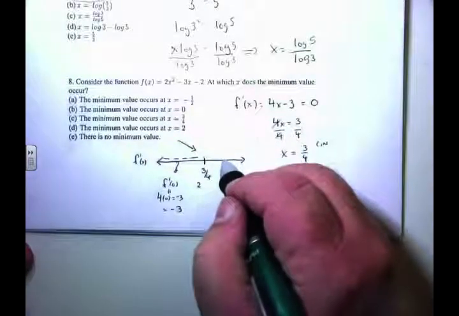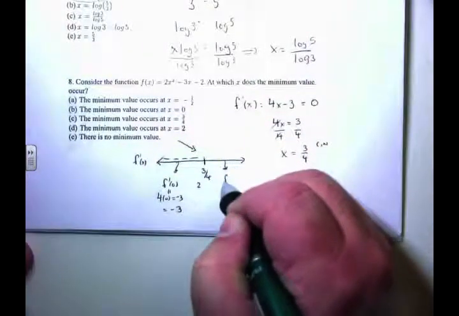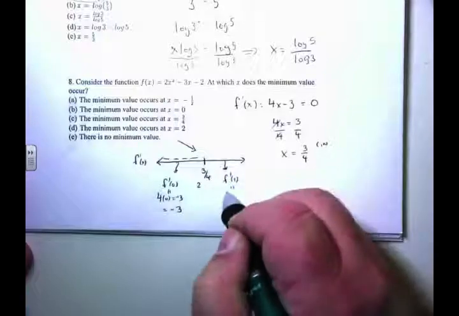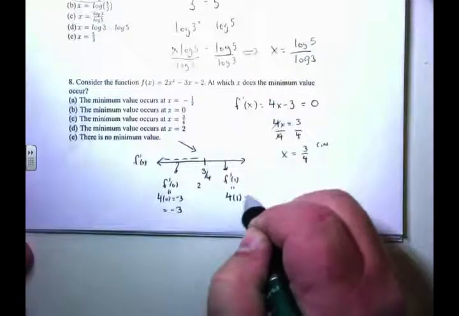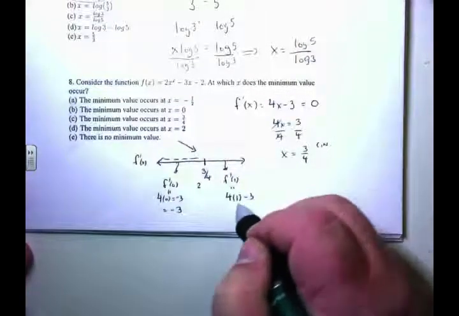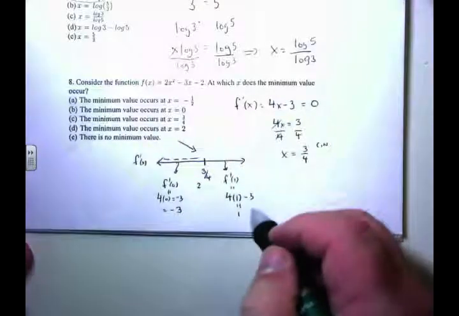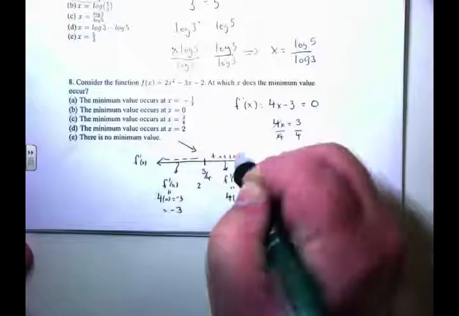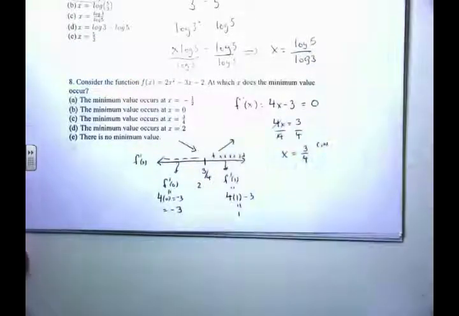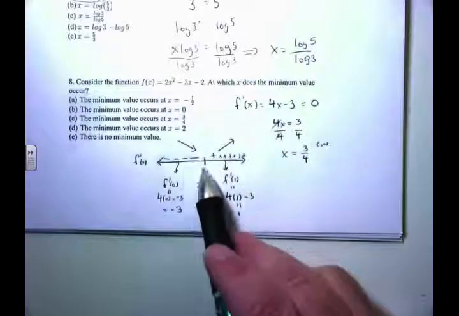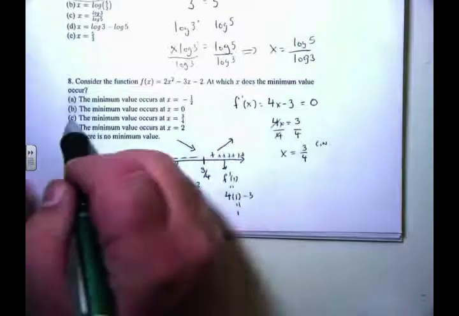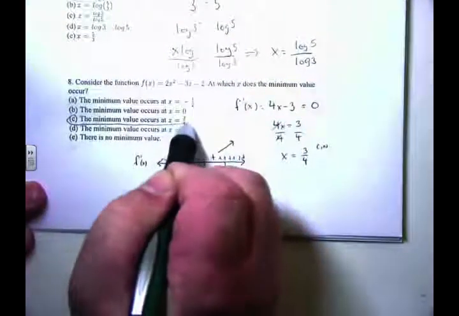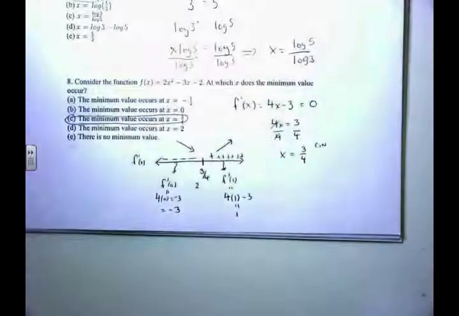Now pick a number bigger than 3 fourths. I choose 1. Plugging 1 into my derivative, which will be 4 times 1 minus 3. 4 times 1 is just 4 minus 3, which is 1. Don't care what the number is, it's positive. So everybody in that interval is going to be positive, which tells me I'm increasing in that interval. So classically, if I go down, hit the point, and go back up again, that proves that I have a minimum value at the point x equals 3 fourths. Does that make sense?